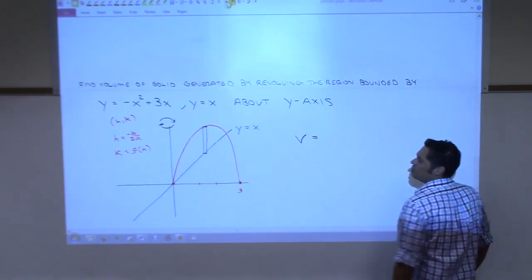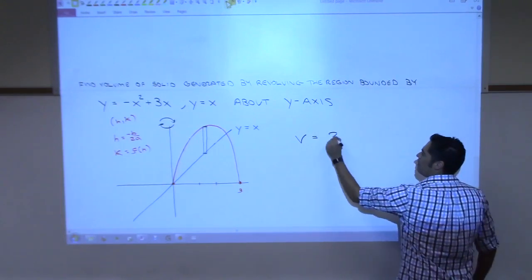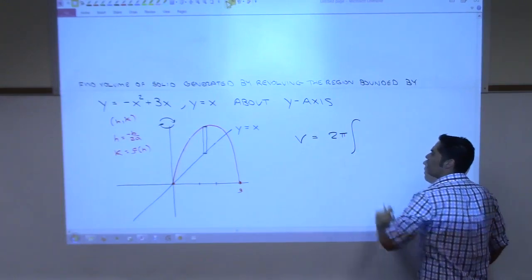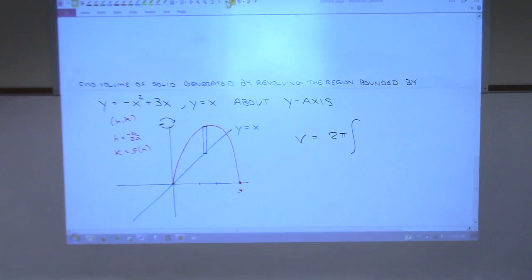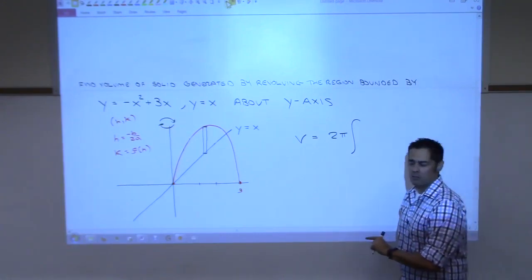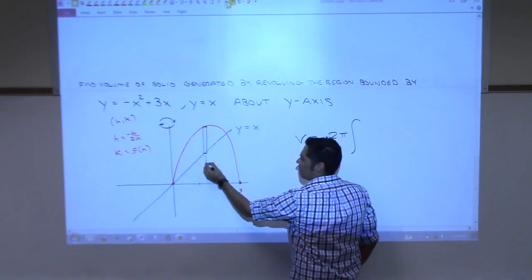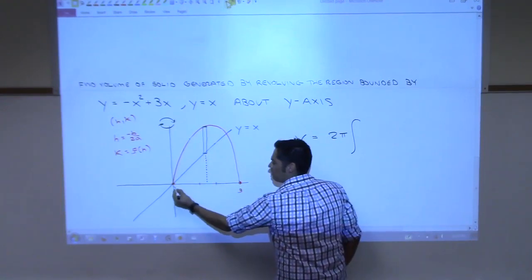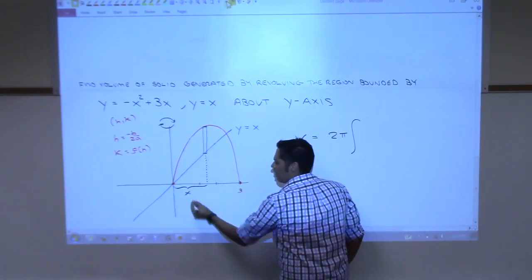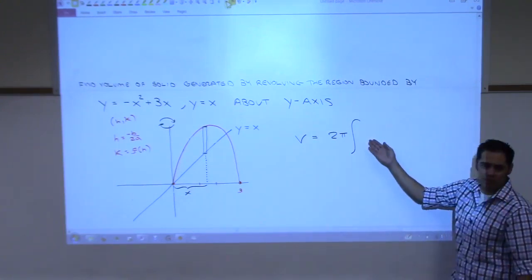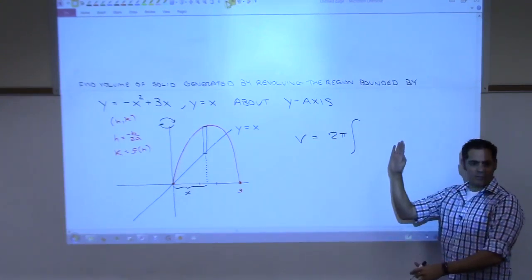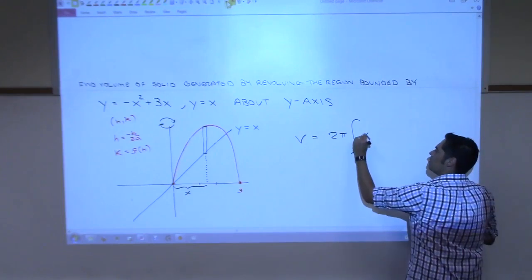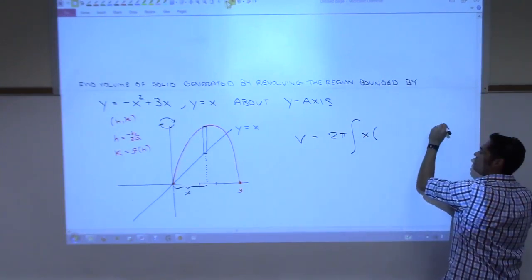Volume equals 2 pi integral. Okay, so I'll get to the limits of integration in a second because that's going to be a bit of an issue. We need to know x sub r, which is the distance from the axis of rotation to our rectangle. Here's our rectangle, right? Imagine projecting it down. This distance is always x, right? So x sub r here is just x, because our axis of rotation is the y-axis.